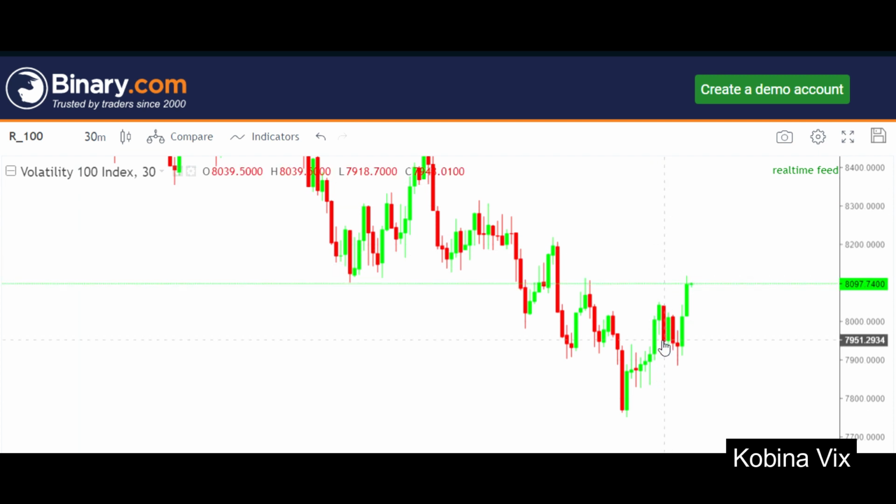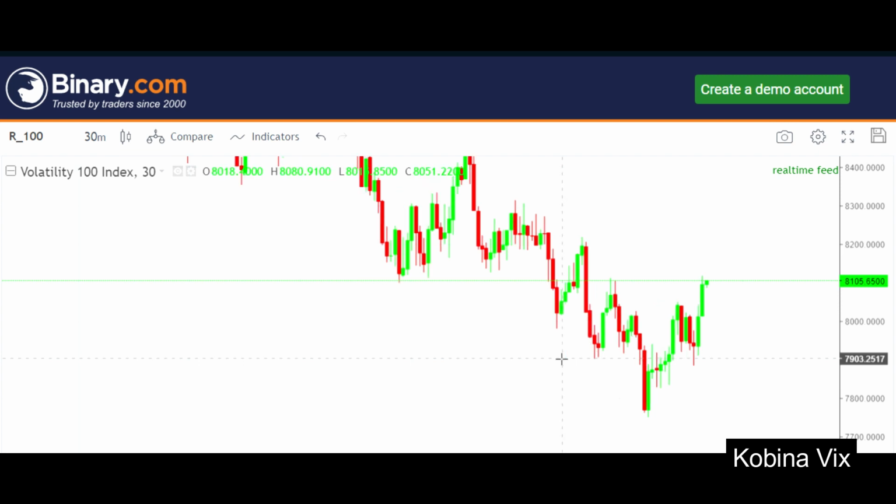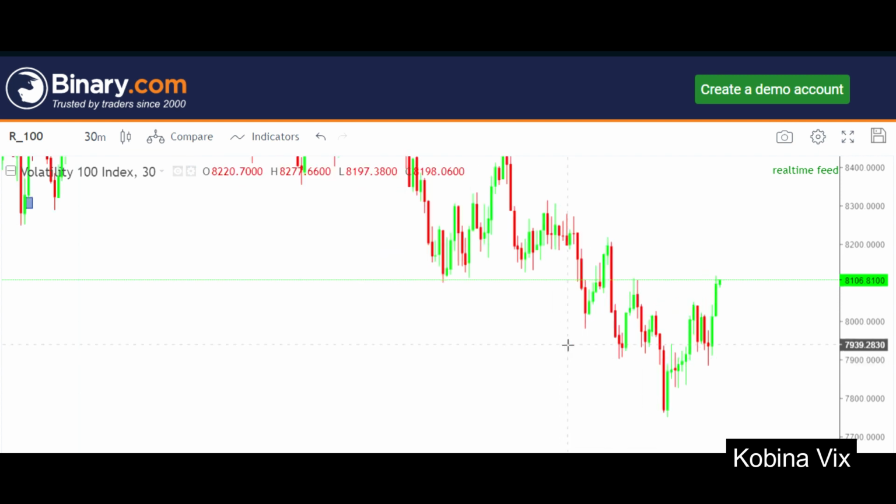All right guys, so basically that is all that I wanted to share with you today, to help you have a more refined order block, so that you can have good entries when you're taking entries on the order block.